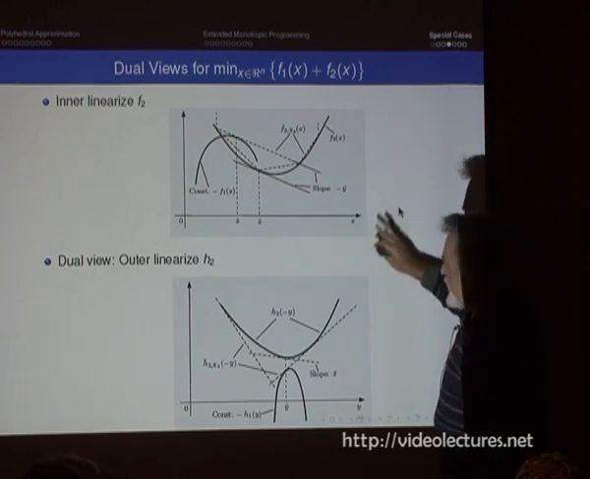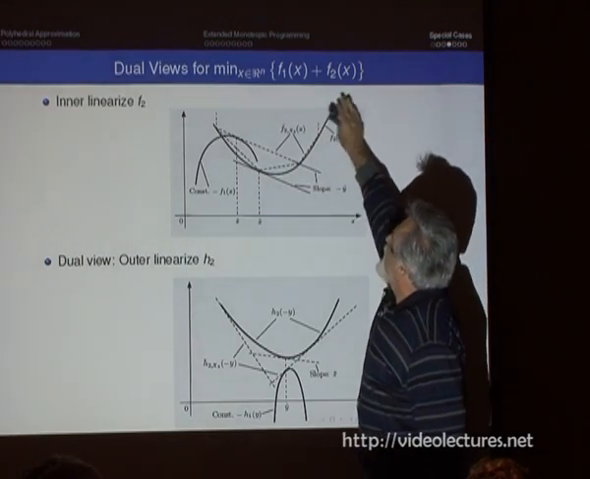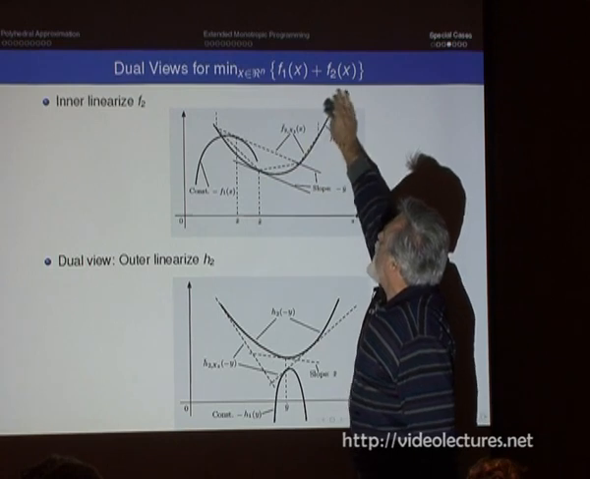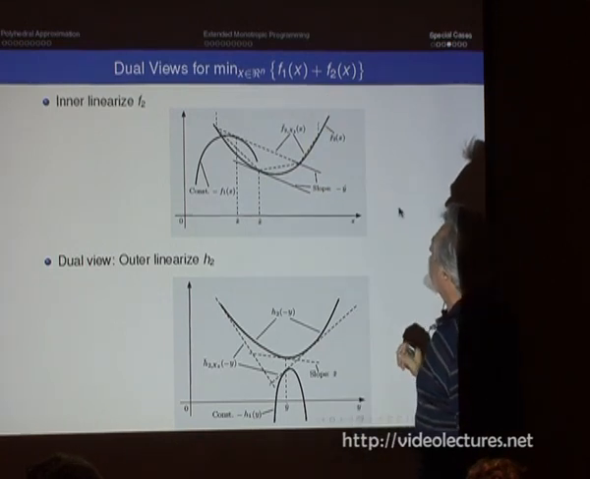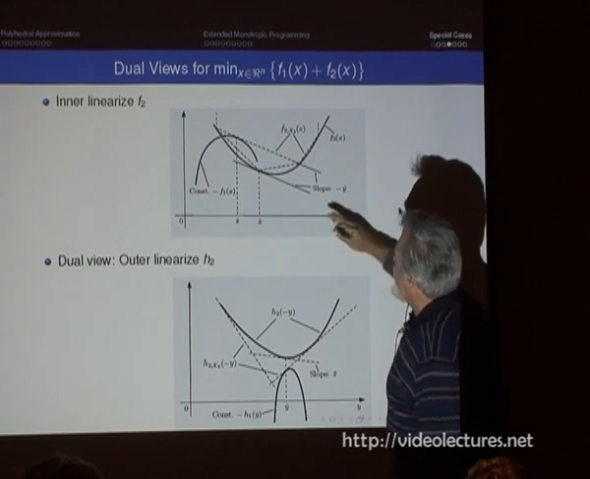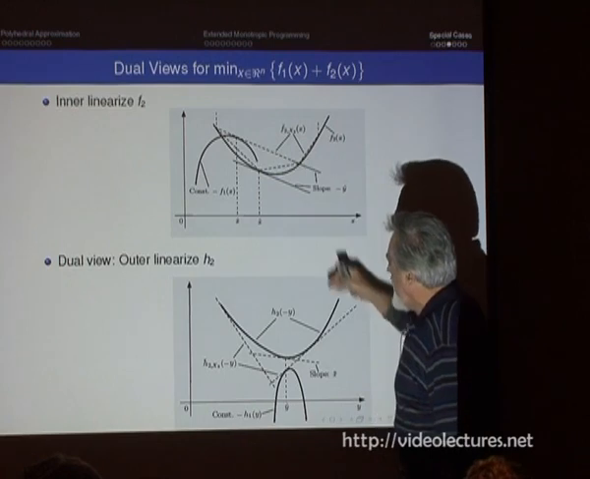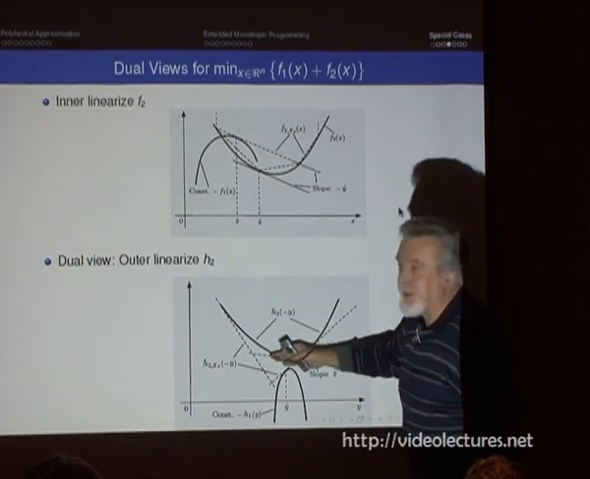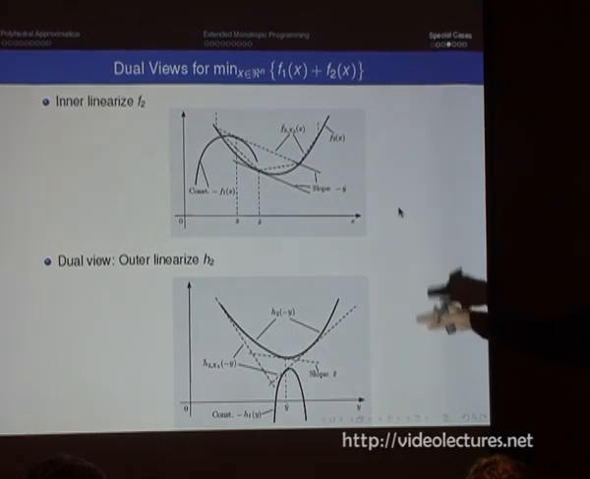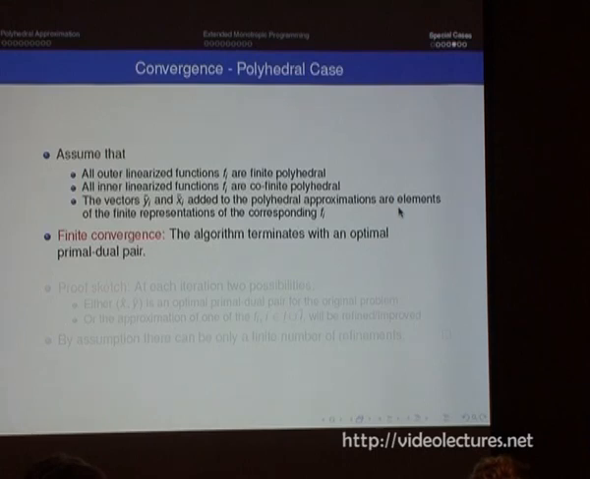Okay, let me skip this slide because we're running out of time. This is the case where you have the minimum of two functions with a common dependence on x. And there's a figure to show the duality between inner linearization. You inner linearize one, which corresponds to outer linearizing the other in the dual. And this is an insightful figure if you have some time to study it. And unfortunately, we don't have time to do that.